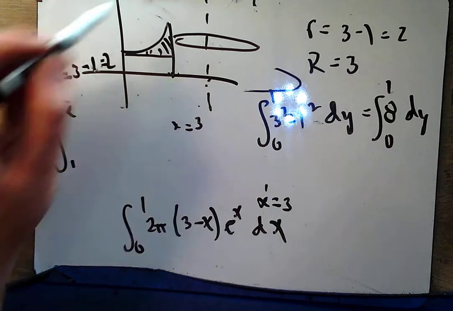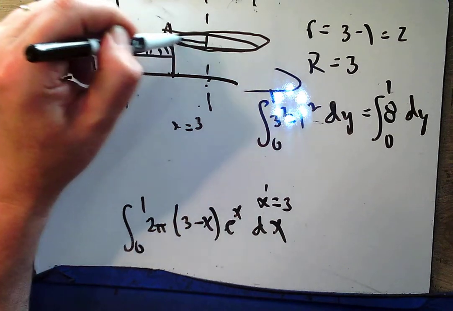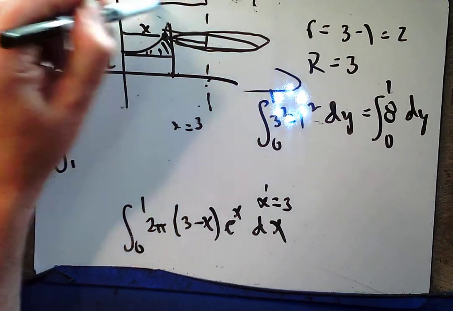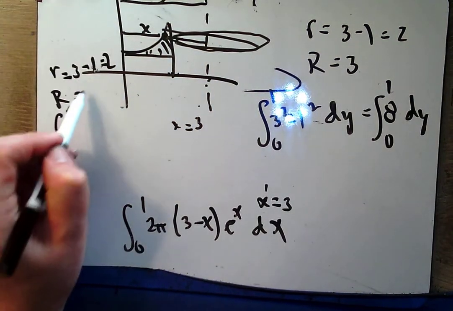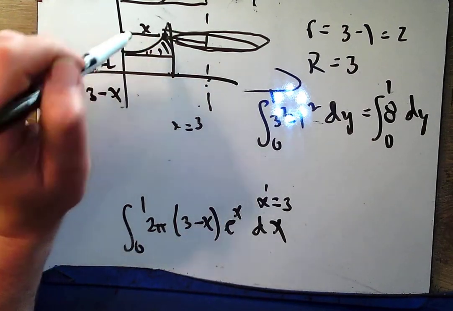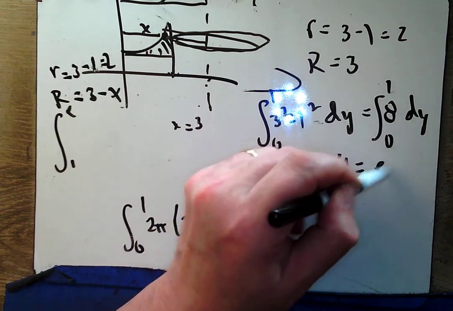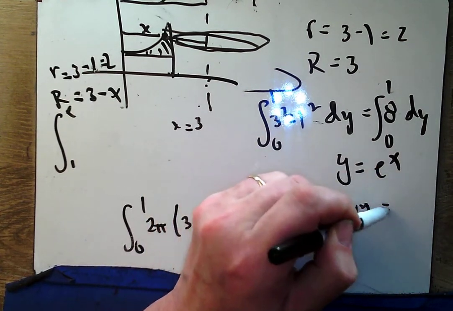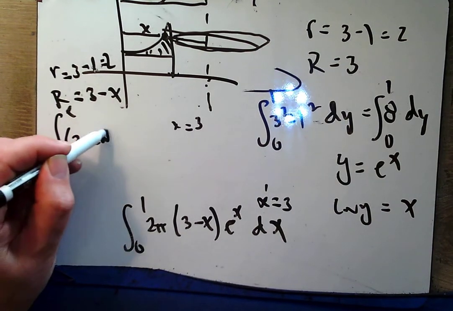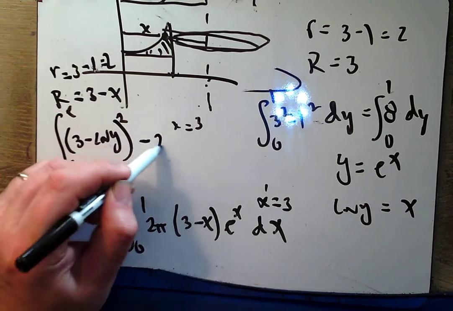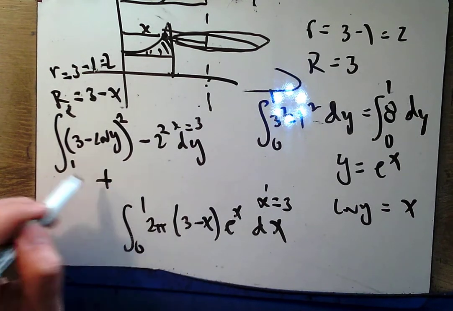Good. And what about big R? Well, big R is this. This is x. This is 3. Right, so we have big R is 3 minus x. But this is a dy integral. We know that y equals e to the x, which means x equals ln of y. So this is going to be 3 minus ln of y squared minus 2 squared dy. So I need this integral plus this integral.